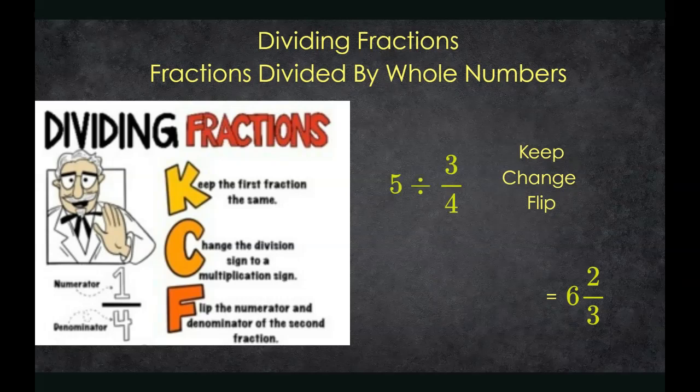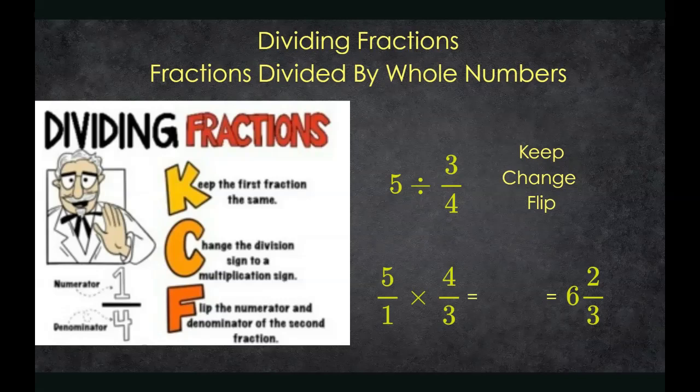We've got 5 divided by 3/4, and you can see the answer at the bottom. Oops. Anyway, we'll work through that. So 5 divided by 3/4. I'm going to keep 5 the same. I am going to change the division symbol into multiplication, and I'm going to flip 3/4 to 4/3. And then I'm going to multiply straight across.